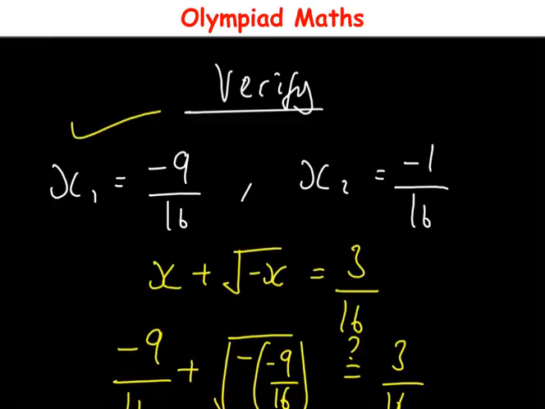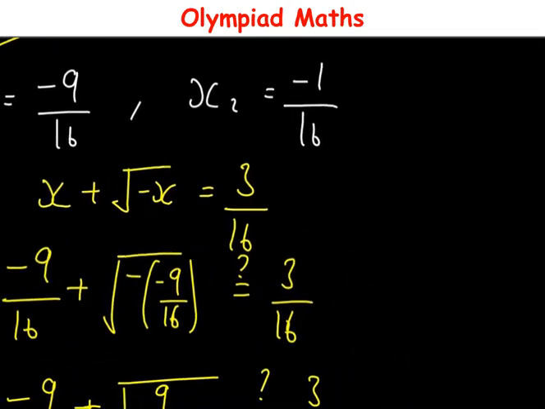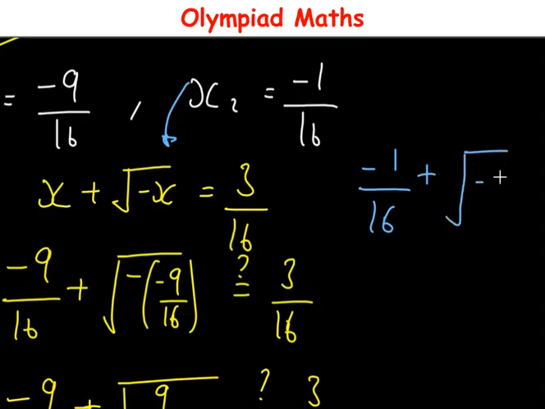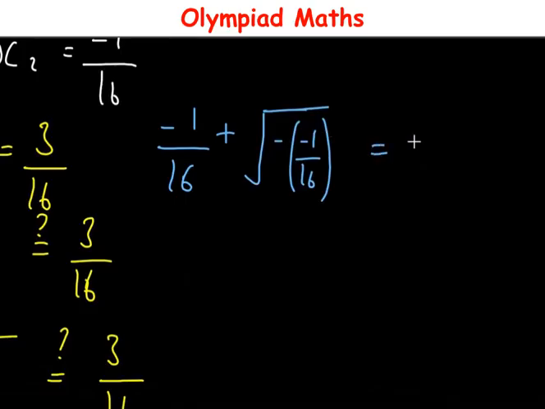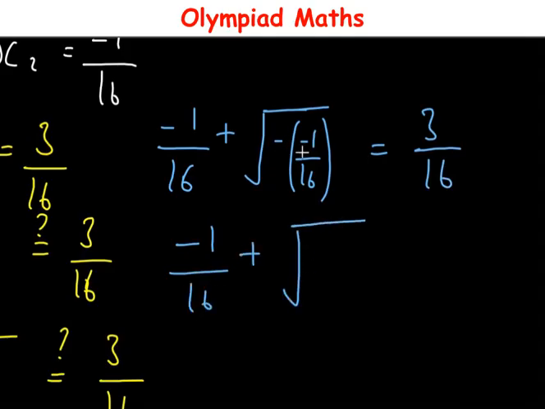What about x2? Let's confirm that also. Now for x2, input this value into the equation. We have x2 is minus 1 over 16, okay, plus we have root minus x, where x is minus 1 over 16. So with this equal 3 over 16. From here, minus 1 over 16 plus root, minus times minus 1 is plus 1 over 16. With this equal 3 over 16?